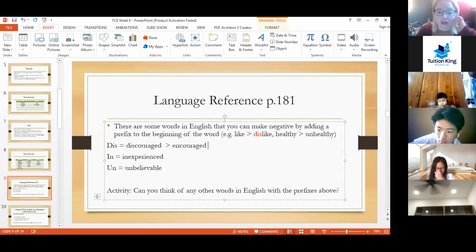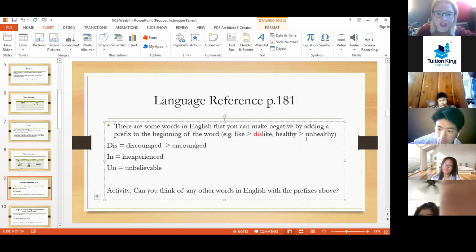because usually the spelling of the word doesn't change when you add a prefix. There are just a few exceptions, and this example is one of them. The positive of discouraged is to encourage. Okay. A couple more examples at the top here. So we can change like to dislike. Healthy, we can make into unhealthy.